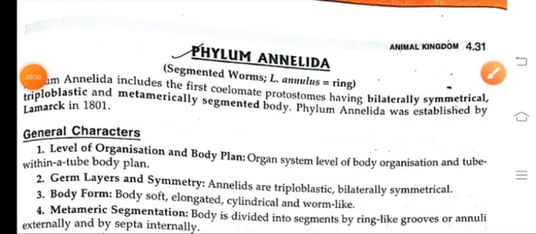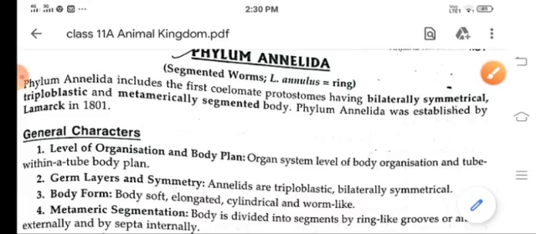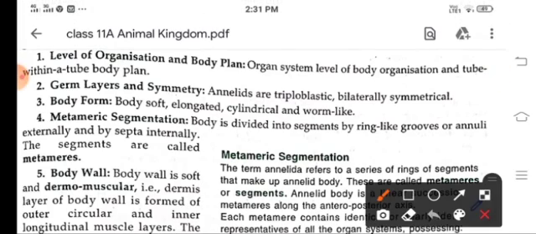Come to phylum Annelida. The Annelida are segmented worm-like animals. Now they are coelomate protostomes which have a bilaterally symmetrical, triploblastic and metamerically segmented body. Now they show organ system level of body organization and a tube within tube body plan. They are triploblastic in nature and they are soft, elongated, cylindrical and worm-like animals. They show metameric segmentation. Now the segments are known as metameres.